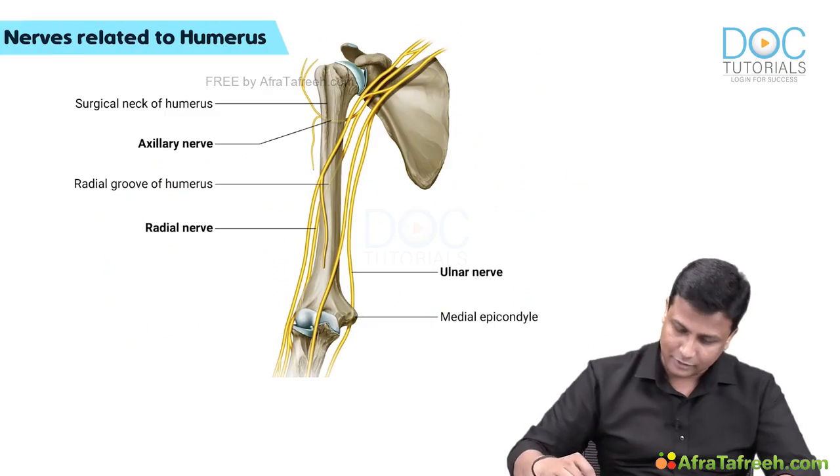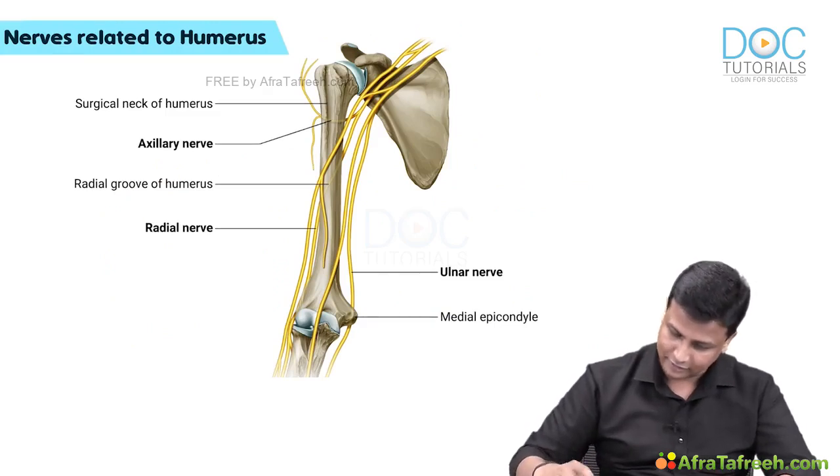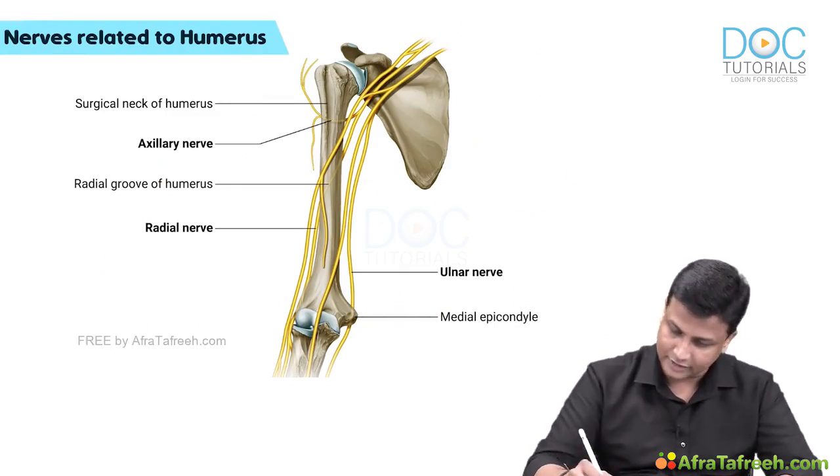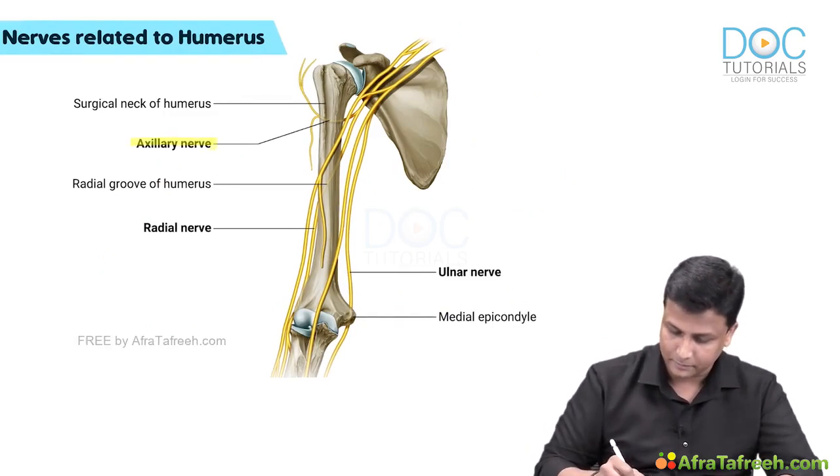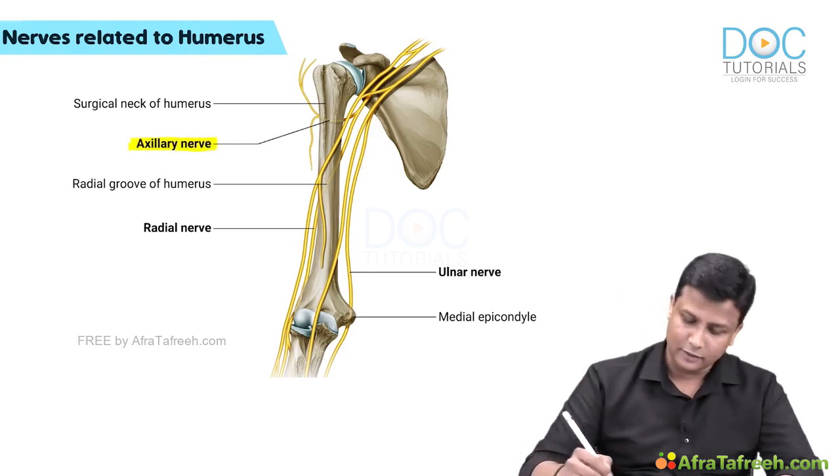Now let us just go back to that atlas diagram here. If you just look at this diagram here, guys. Now in this diagram, I think you will be able to appreciate here, number one, that there is an axillary nerve over here. An axillary nerve is the one you can clearly see there.